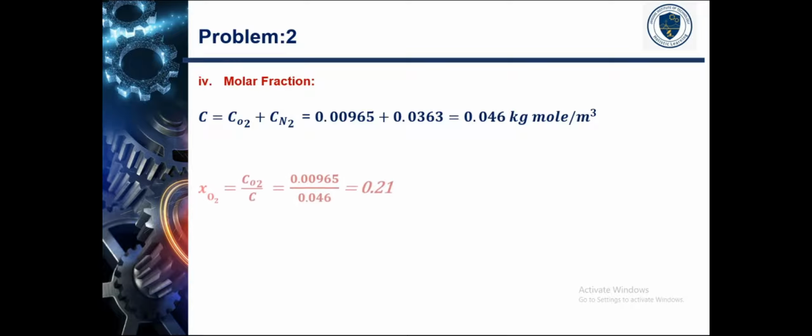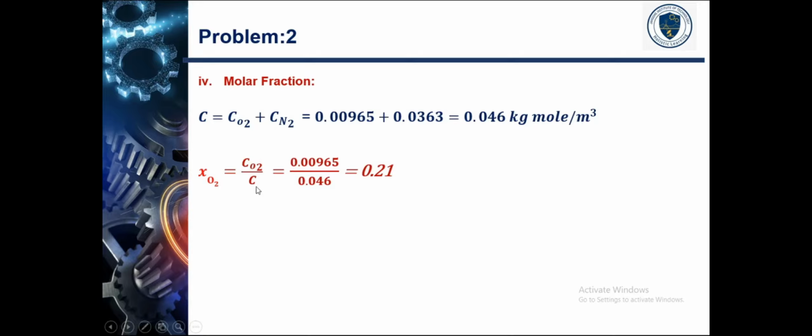Using this formula, X of O2 is equal to C of O2 by C. We already know the C of O2 value, it is 0.00965, and we also know the molar concentration of the mixture. So we will get X of O2. In a similar way, X of N2 is calculated. If you add these two once again, you will get the value of 1. Check it once again. If you get less than 1 or greater than 1, then the answer is not correct. So we come to the end of problem 2.